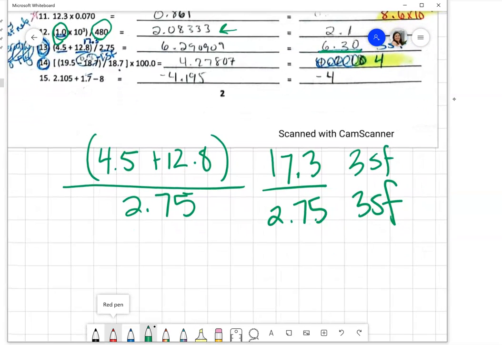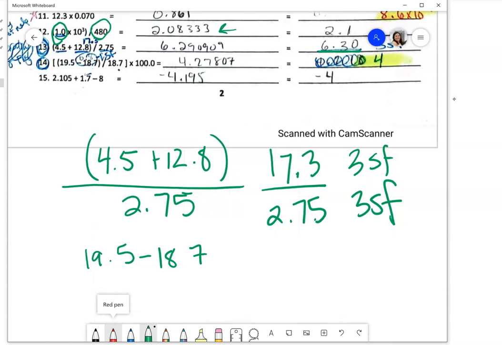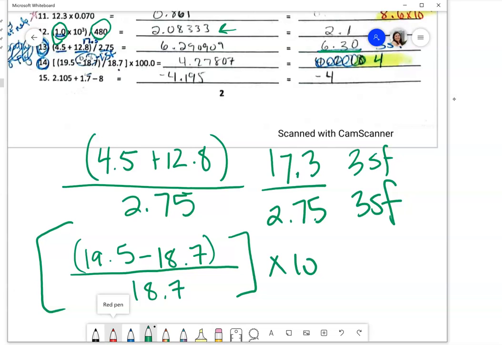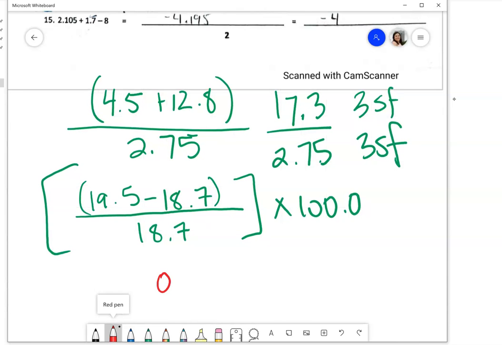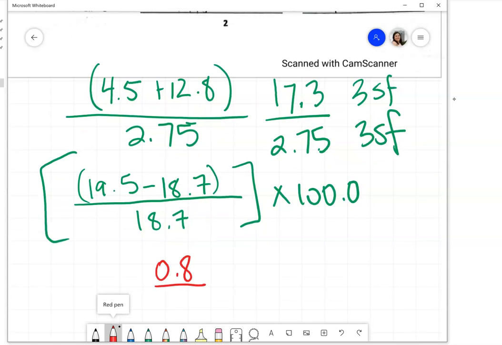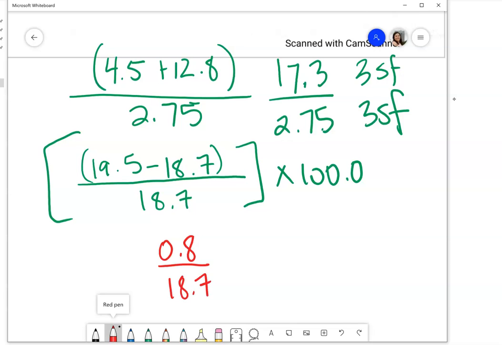It really matters more on number 14. So number 14, when you look at it, it's 19.5 minus 18.7 divided by 18.7, and then all of that multiplied by 100.0. So I need to keep track of this. So 19.5 minus 18.7, all right, that is 0.8. So now this is what the new equation looks like. 0.8 divided by 18.7 times 100.0.